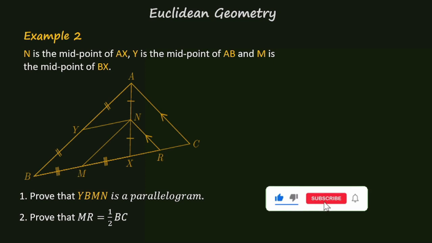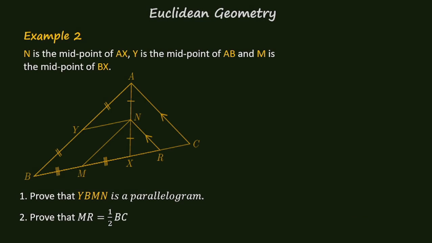Let us look at another example. In this example, we look at the problem that requires us to use the knowledge of the midpoint theorem. We are given that N is the midpoint of AX, that Y is the midpoint of AB, and that M is the midpoint of BX. The first problem wants us to prove that YBMN is a parallelogram. The second one wants us to prove that MR is half of BC. Let's start with the first one.